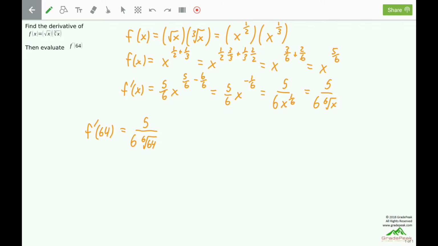Well, 64 is a bunch of 2's multiplying each other. 2 times 2 is 4, times a 2 is 8, times a 2 is 16, times a 2 is a 32, and then times one more 2 is a 64. So 64 is 2 to the 6th power. The 6th root of 64 will be a 2. Five divided by 6 times 2, which will give us 5 over 12.